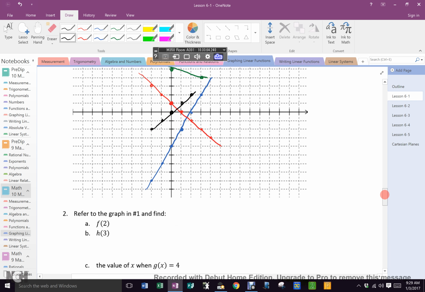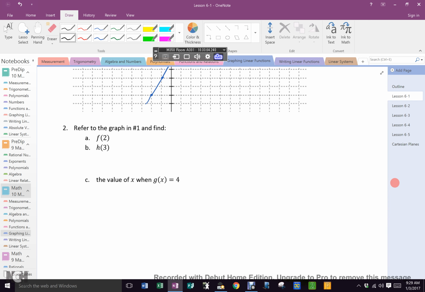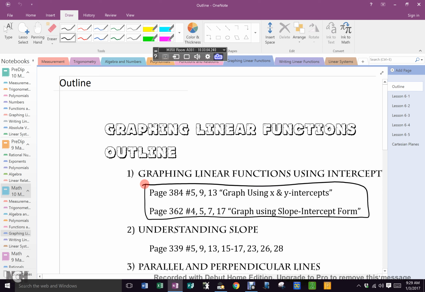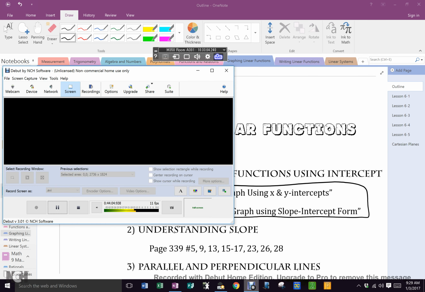Now, your homework is number 2 and that from your textbook, 384 and 362. Remember, X's and Y's. That's all that matters. You get them from the graph, or you can put them in the equation. Either way. Not today, because the bell's about to ring.